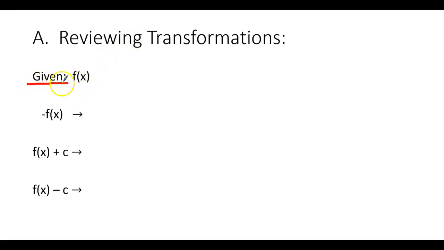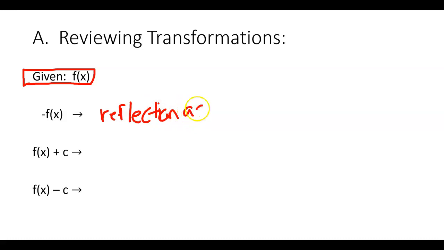So whenever you have a function, you can do things to it, like put a negative in front of it or add or subtract things from it. And when you do that, that causes an effect on the graph. When you put a negative in front of your function, multiply it by a negative, that creates a reflection across the x-axis. In other words, it gets flipped upside down.